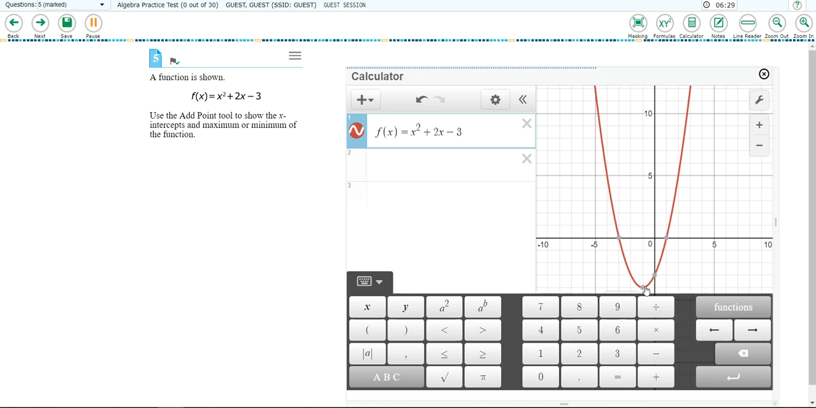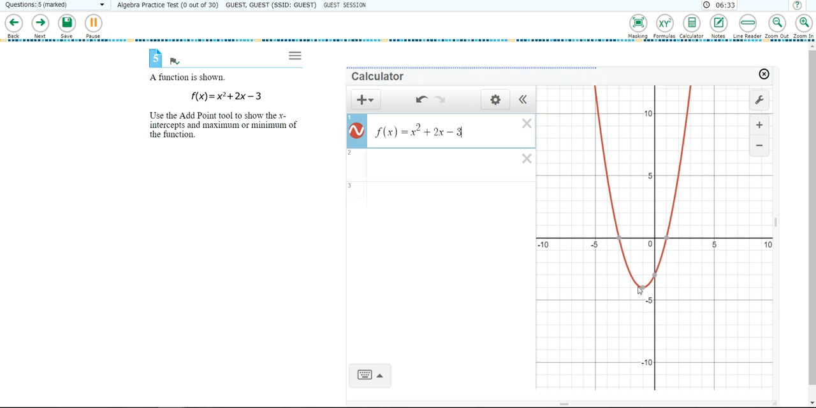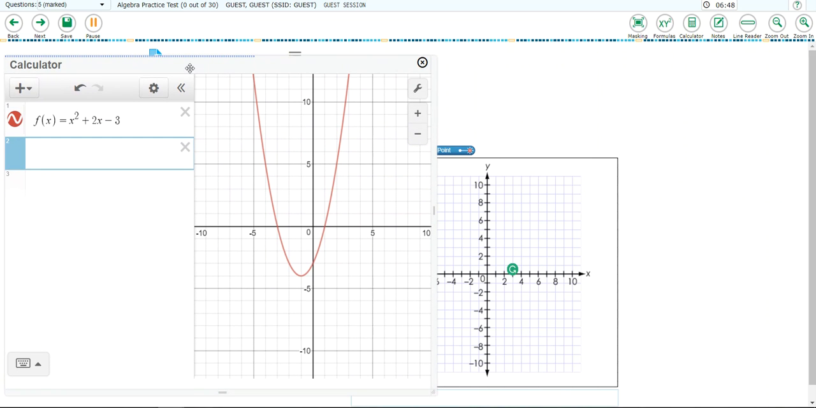It gives me the y-intercept, and it will, in this case, give me the minimum. It looks like the keyboard's blocking it. Here we go. So if I click off of it, those points disappear. So basically, your answer is right here. So x-intercepts, let's go ahead and do that first. The x-intercepts are, clicking back up on that equation, -3 and +1.